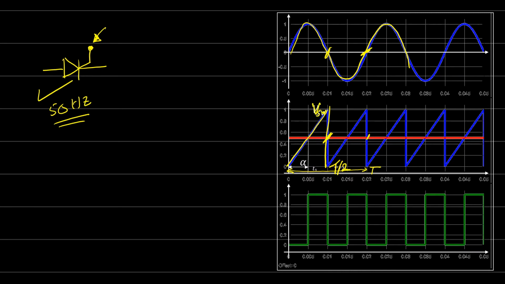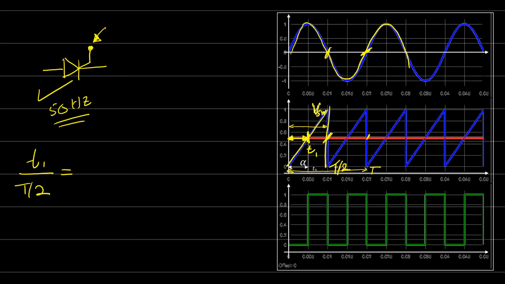Now, there is a relation between the firing angle that we send to the thyristor and the amplitude of the sawtooth. So if we say, for example, here this is T1, if we say T1 over T over 2, so the relation between this time, the firing angle, the signal that we send to the thyristor, and the whole period here, which is T over 2, this should be equal to how much?